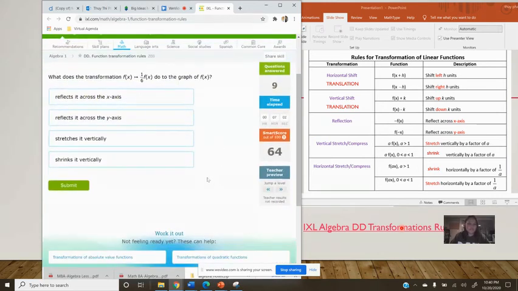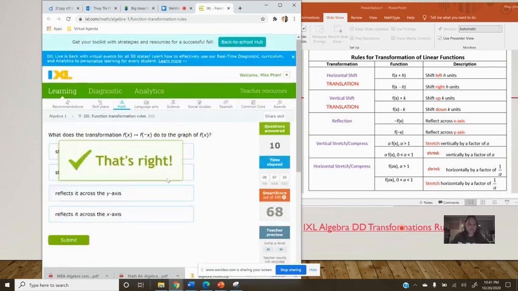All right, we had 64%. Then we have f(x) transforms to 1/6 times f(x). Same thing, that is in between 0 and 1. So this is a vertical shrink by a scale factor of 1/6. I'm just adding that in there.